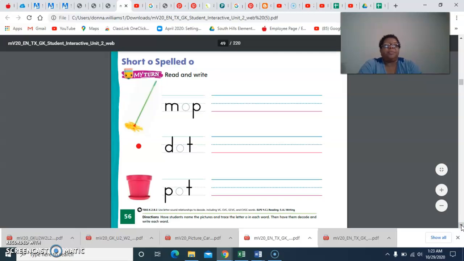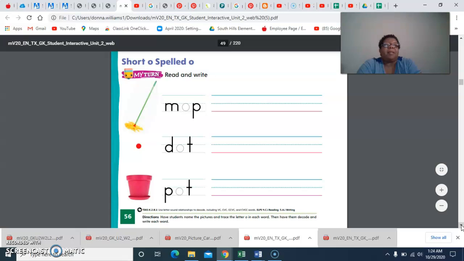Okay, so after you practice this page, I want you to get your journal and practice writing some of the CVC words like the ones that are in your workbook. I'm going to give you a few words and I want you to try to sound them out. You're going to have the letter O or the sound ah in the middle of the words. Okay, here we go.